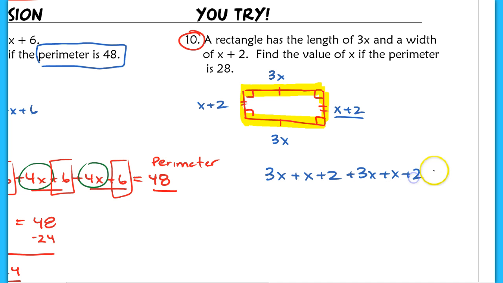And from here, I'm going to simplify my like terms, but I want to set it equal to the perimeter. And in this case, it says that the perimeter is 28. So we're going to set it equal to 28. And now I want you to solve this equation from here.